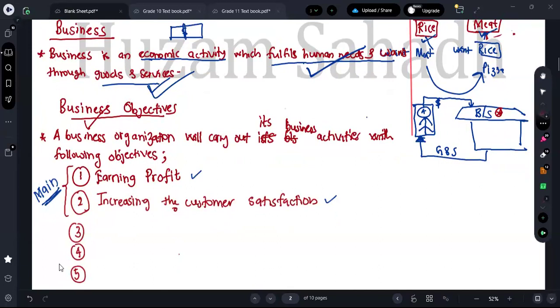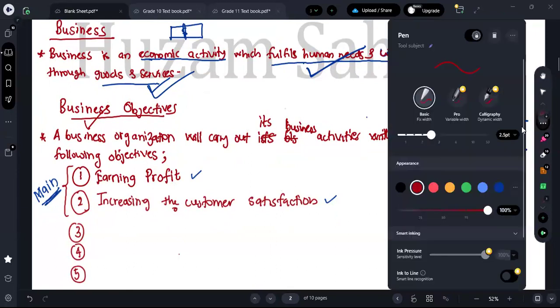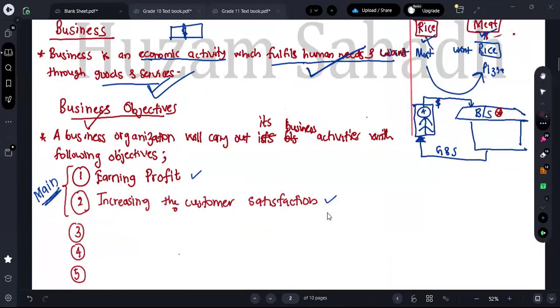Now let me explain the main objectives. Now you will understand the relationship here. Before this, you might not know, but understand this part properly, and you will understand why the second one is considered a main objective. Obviously, earning profit is a main objective, that's fine, anyone will say that. But why do you think the second one is considered a main objective of a business? Let me give you an example, guys.